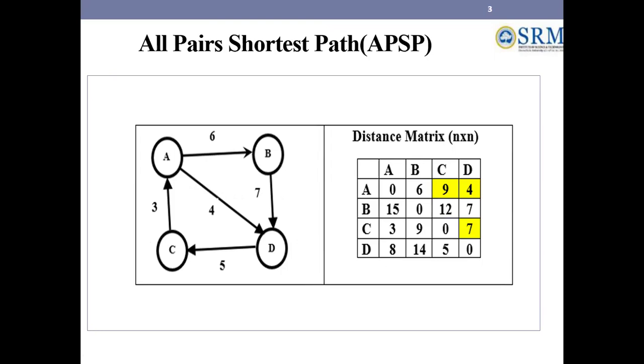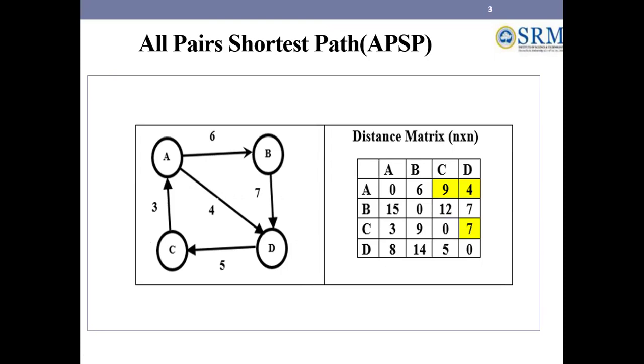And see one more example, C to D. C to D, there are two paths again. C to A to B, B to D, or C to A to D. So C to A to D is 3 plus 4, 7. And through B the cost is 21. The weight is 21. So for C to D, the cost is 7. That is the minimum cost.